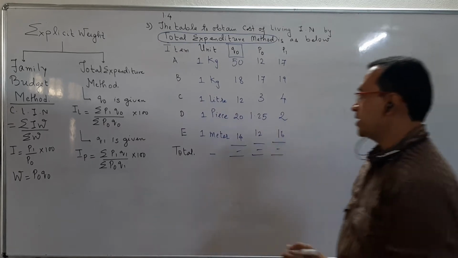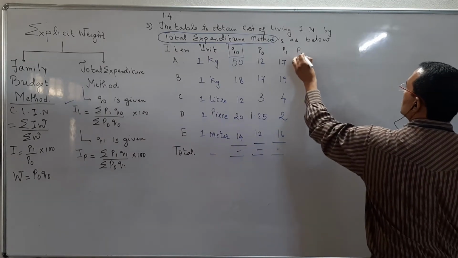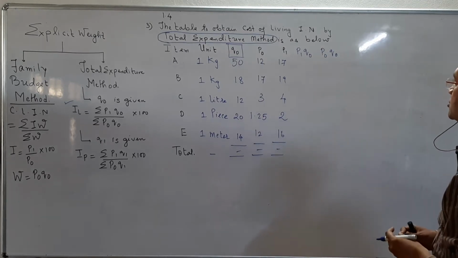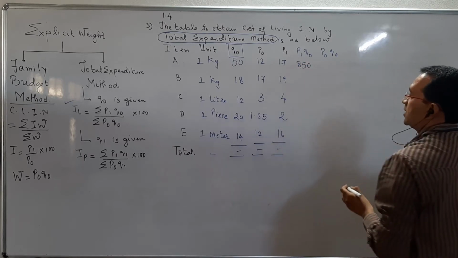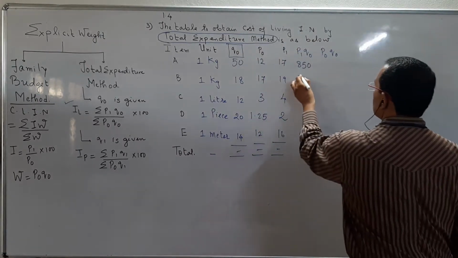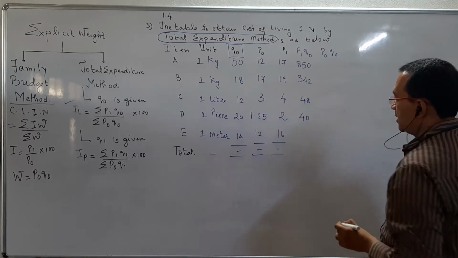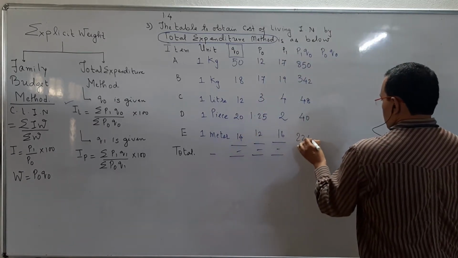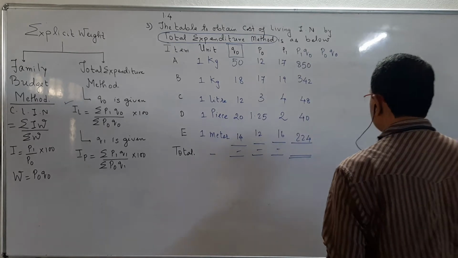Since Q0 is given, I have to use the last year's formula. For that, I require only 2 columns, P1Q0 and P0Q0. So P1Q0: 17 into 50, 17 5s are 85, so 850. Then 18 into 19, so 342. Then 12 4s are 48, then 40. And 14 into 16 is 224. This total comes out to be 1504.